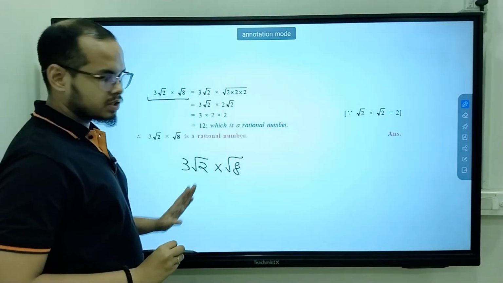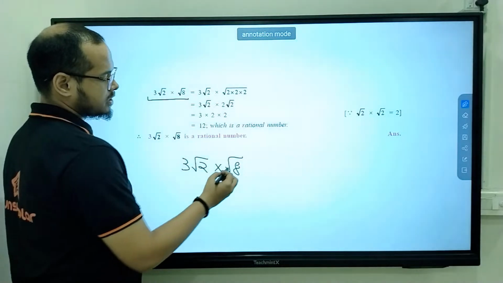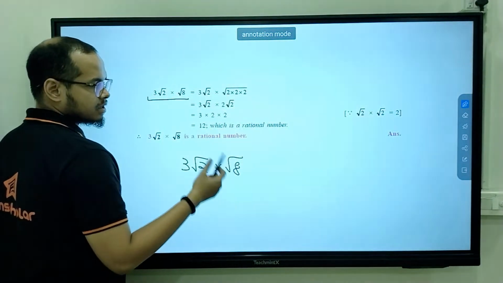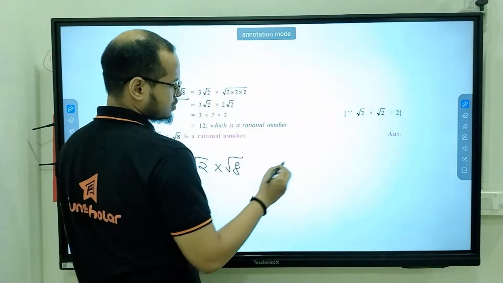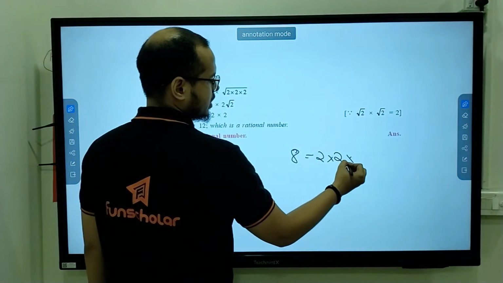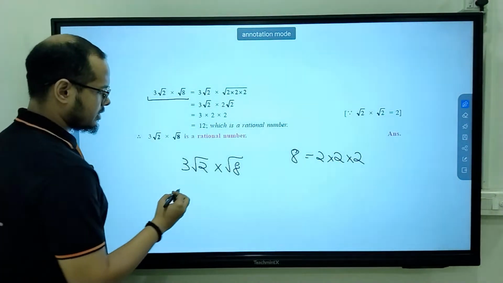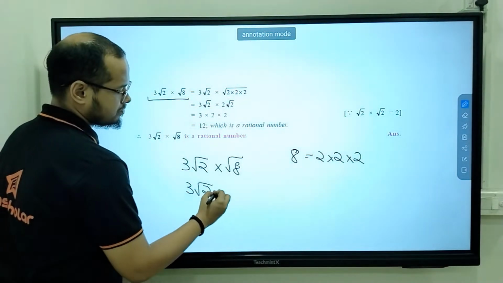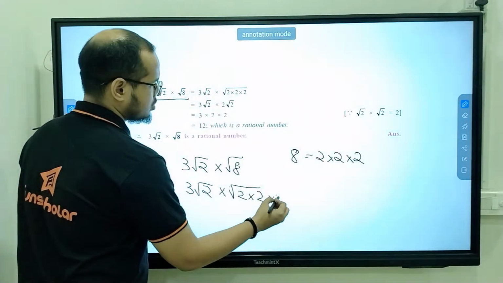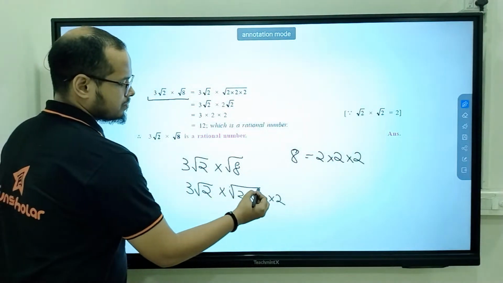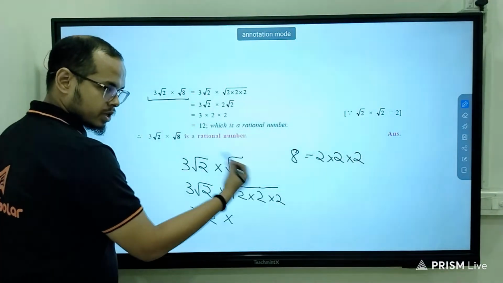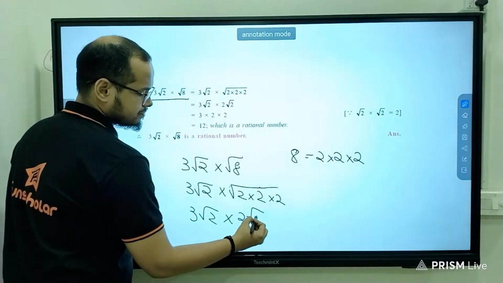First thing that I should be having is that can we make 8 a factor of something? I know it's a factor of 2. So we are writing 8 is equal to 2 into 2 into 2. So 3 root 2 into root 2 into 2 into 2. Now here root 2 into 2, the roots will come outside, so 2 root 2.